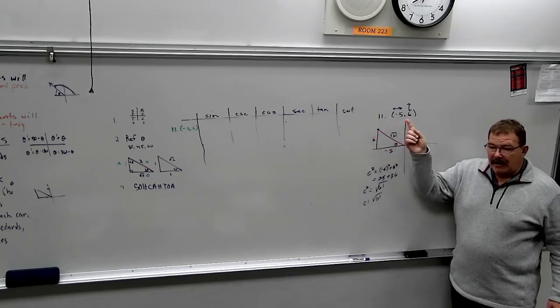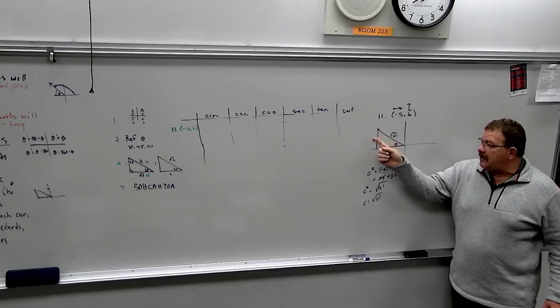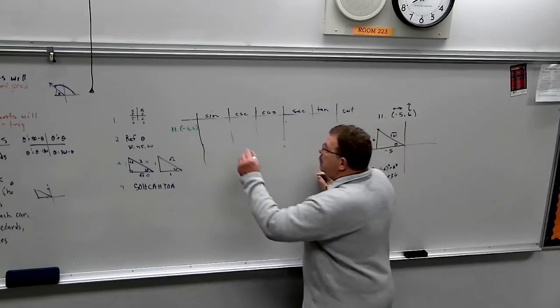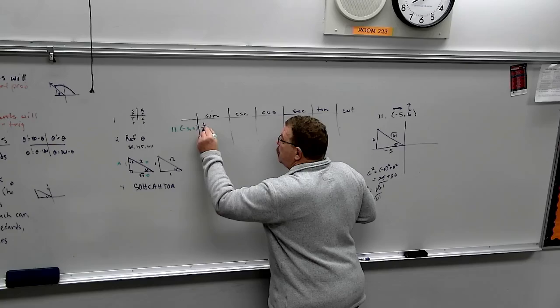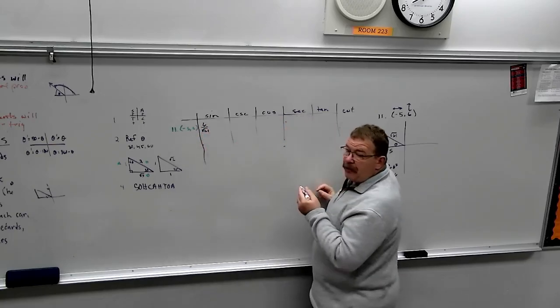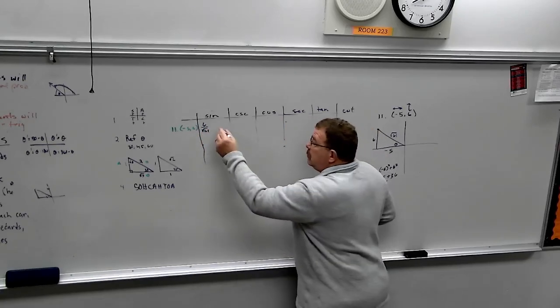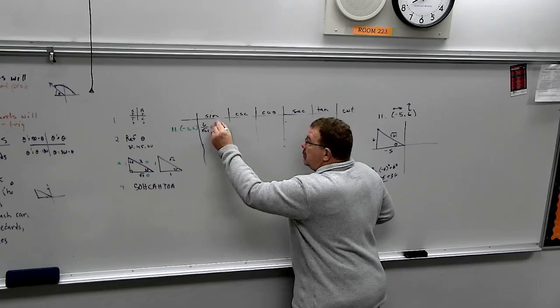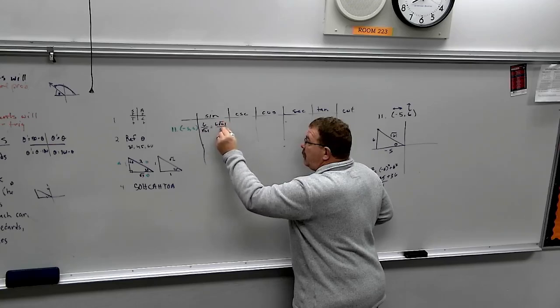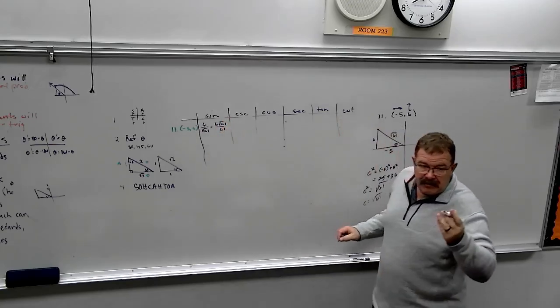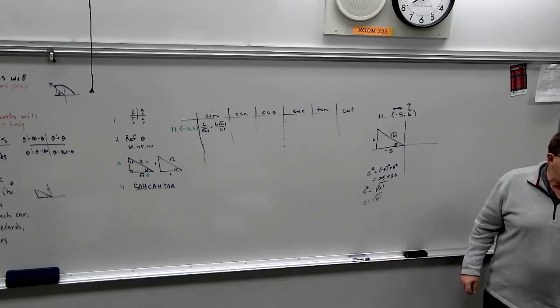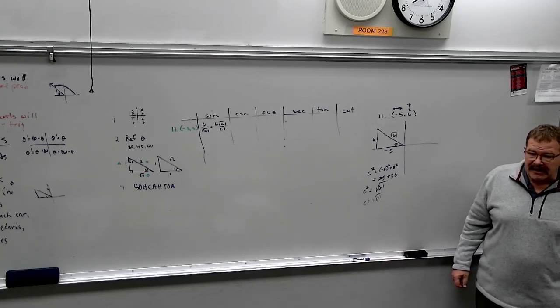Opposite over hypotenuse. So it'd be 6 over root 61. And what is that in proper form now? It would be 6 root 61 over 61. You just move that radical to the top, right? You just multiply top and bottom by root 61.